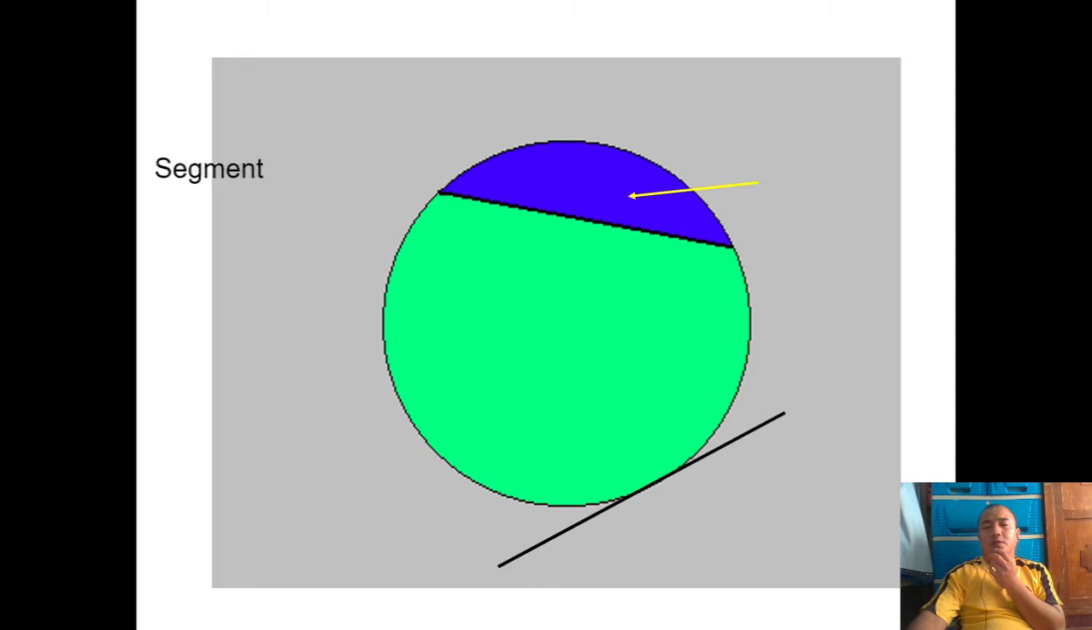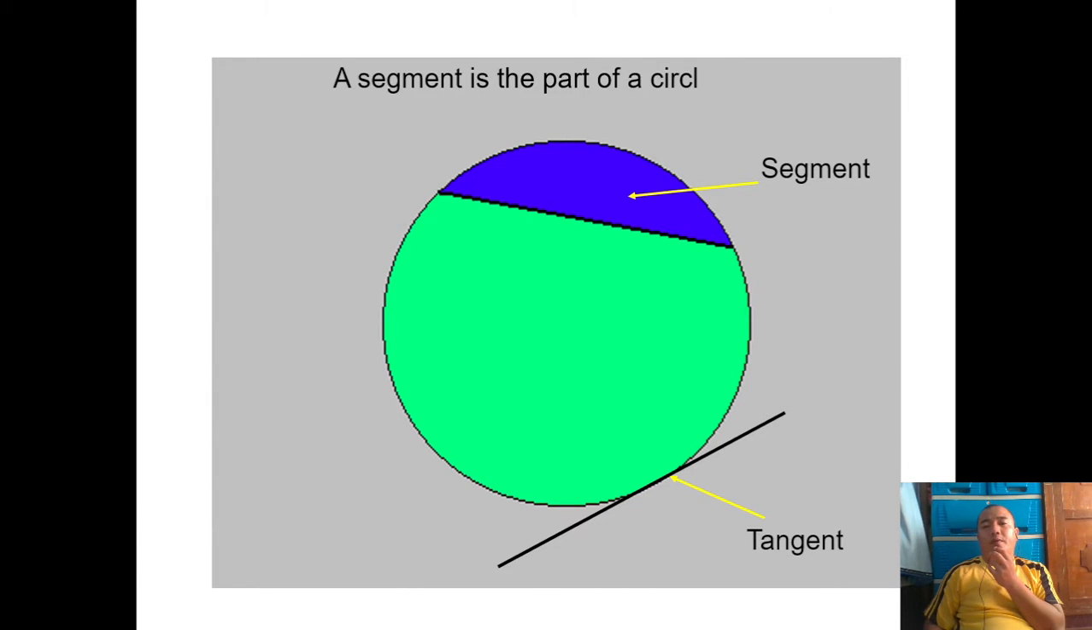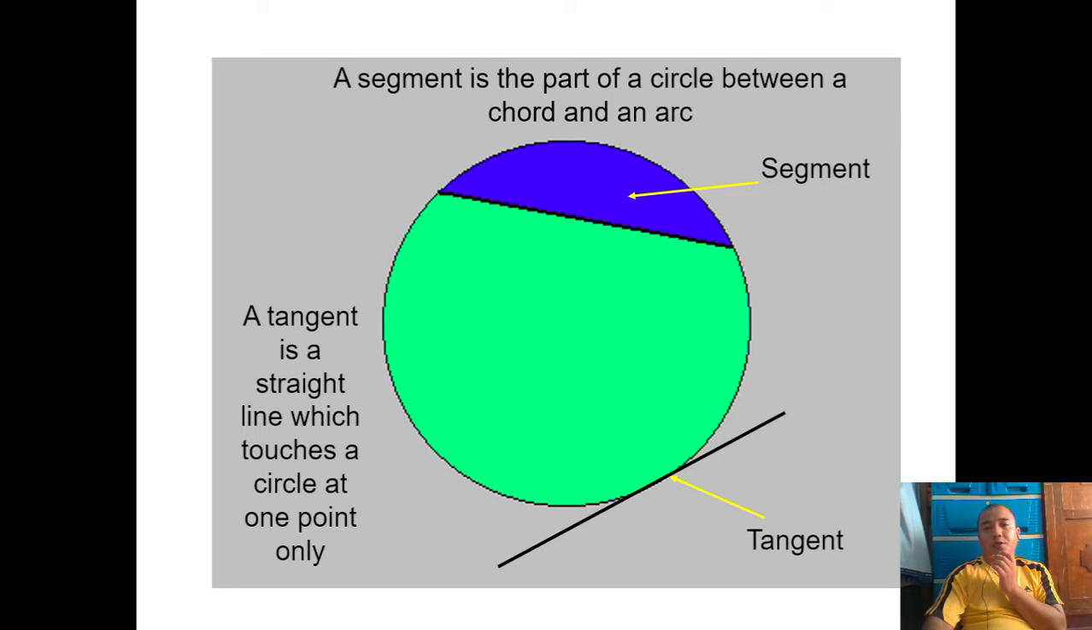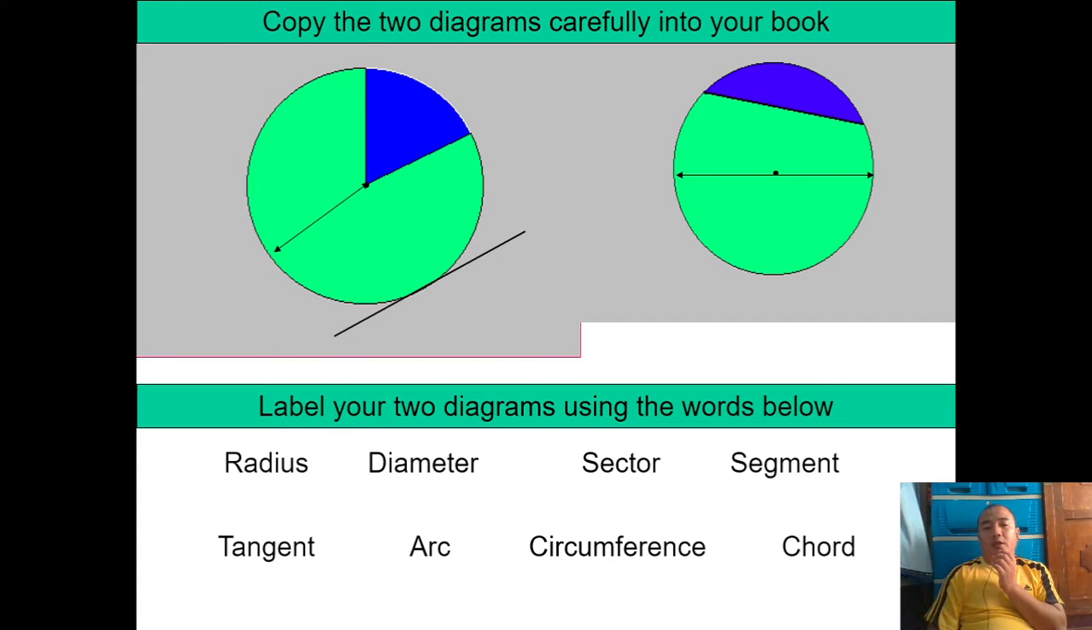What about this? So, that's segment. Ito naman ang tangent. A segment is a part of a circle between the chord and an arc. Iba yung sector, ha? Kasi it has two radii pag sector. Pag segment, it's a part of a circle between a chord and an arc. A tangent is a straight line which touches a circle at one point only. And what do you call the point of intersection between the circle and the tangent? It's called the point of tangency.